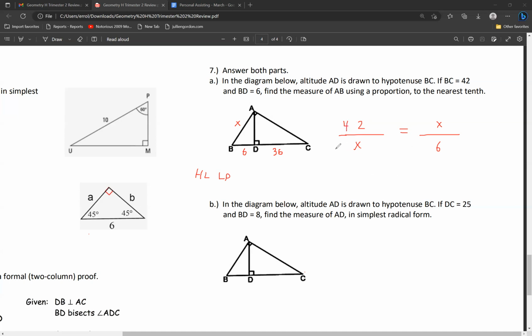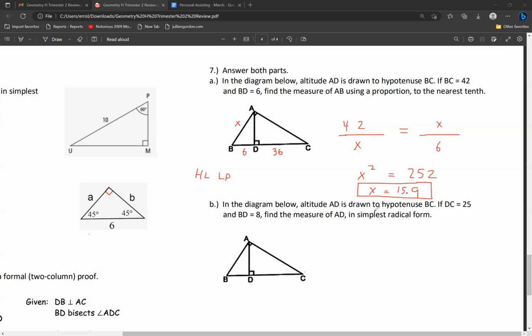Okay, so you're saying that you guys did an example like this in class? Kind of. I used my notes. All right, so if we cross multiply, we'll get x squared equals what's 42 times 6? 252. And so what's x? 15.9. Okay.